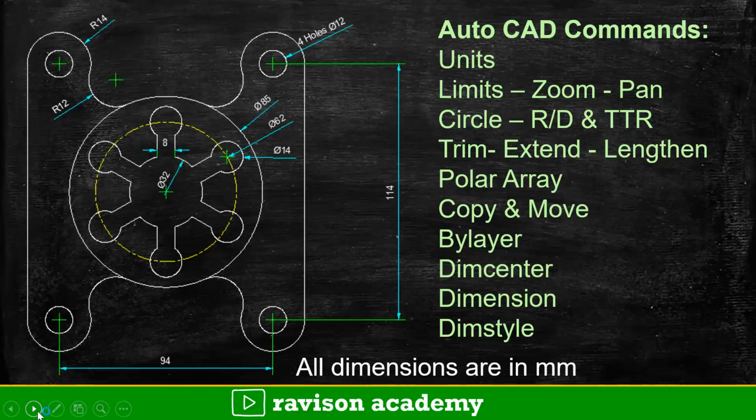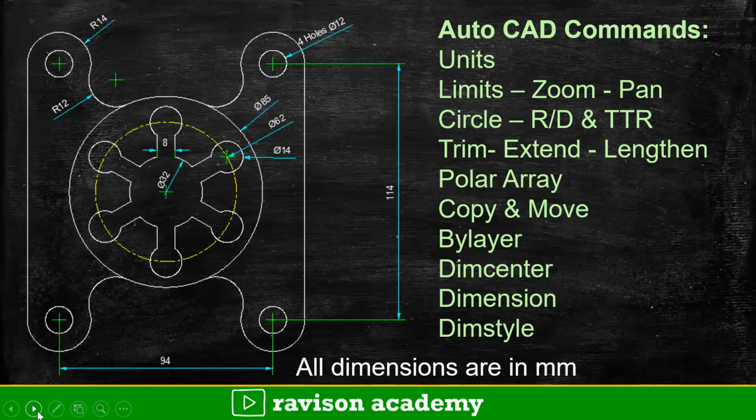So this drawing, you can use the following commands. Units, to set the units, whether it should be drawn in inches, feet, or in millimeters. Limits, zoom and pan. Circle, radius or diameter option, or circle, tangent, tangent radius option. And editing commands like trim, extend and lengthen we can use.